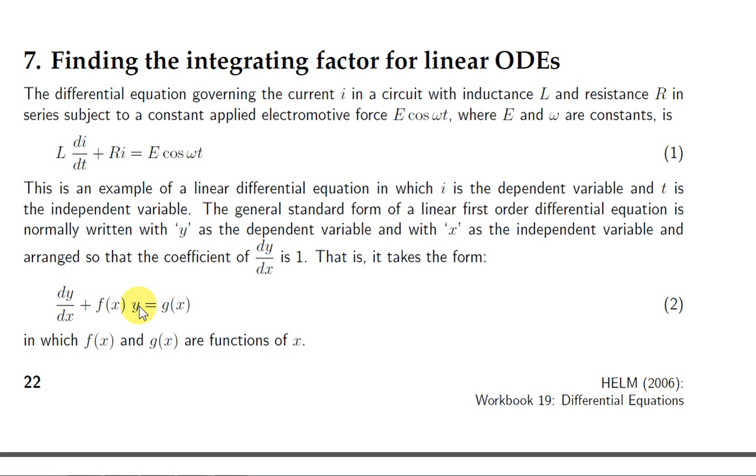Then we have the dependent variable term, but in front of it we just have a constant or a function of the independent variable, and on the right hand side we have a constant or a function of the independent variable. So again, because it's linear, we don't have dy dx raised to a power, we don't have y raised to a power, we don't have y multiplied by a derivative or anything like that. We can multiply y by a constant or by a function of x, that's allowed.